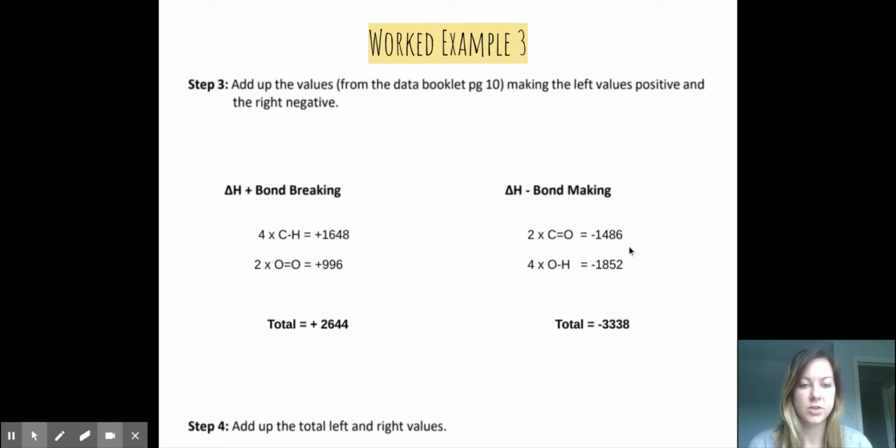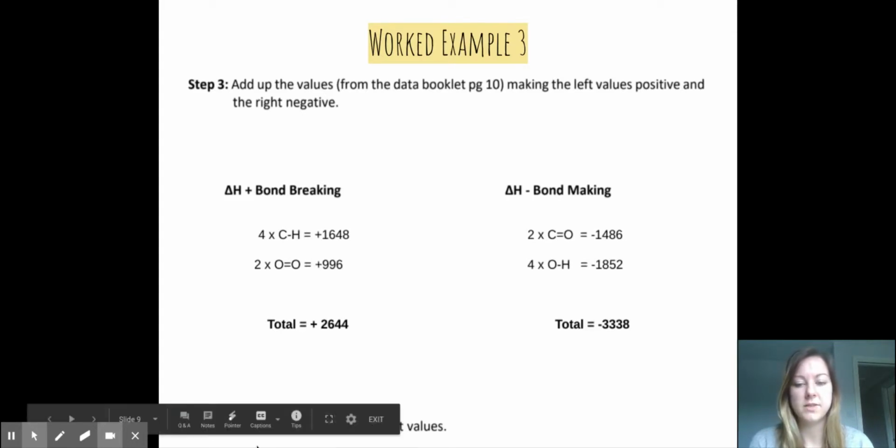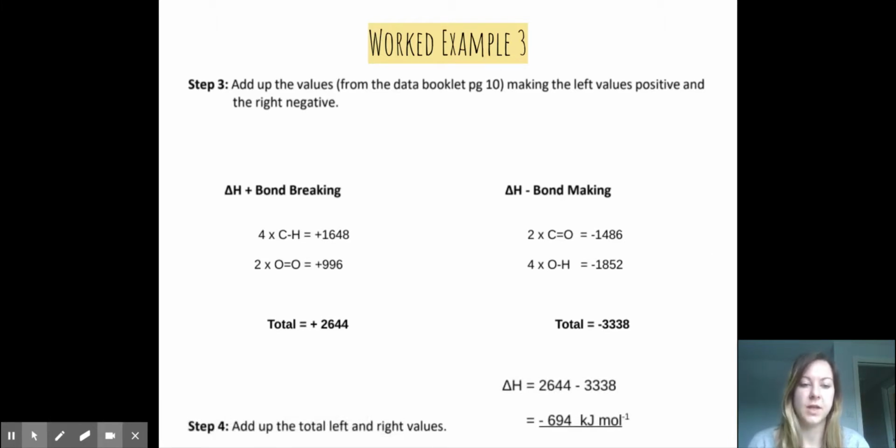On the right hand side, this is our negative side, remember, we have 2 carbon to oxygen with a double bond, and that gives us a total of 1486. We have 4 OH bonds, and that gives us a total of negative 1852. Our total negative value is negative 3338. So as always, step 4, to get the enthalpy change for the whole reaction, all we have to do is add these values together to get 2644, take away 3338, and our answer is negative 694 kilojoules per mole.